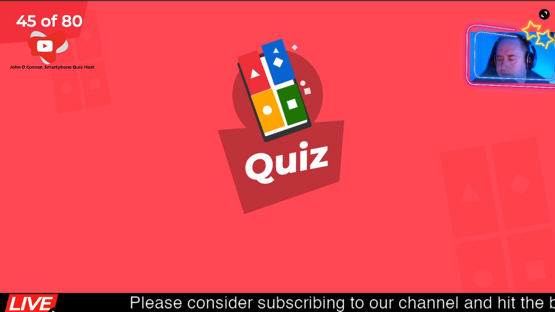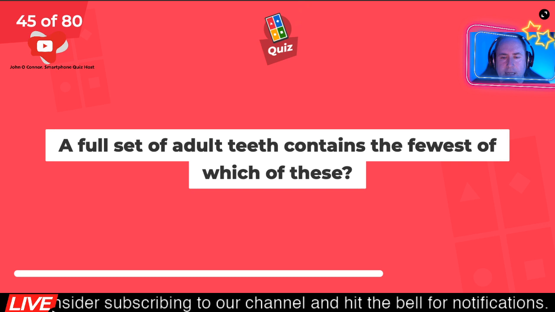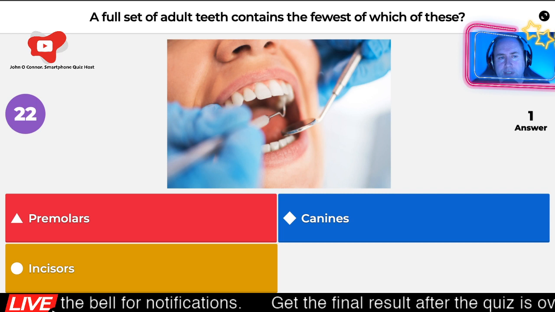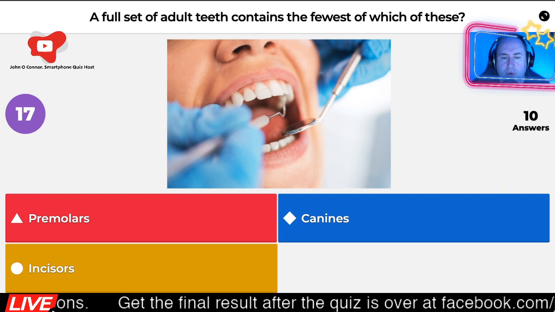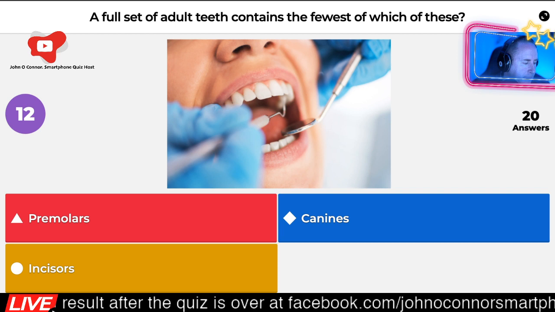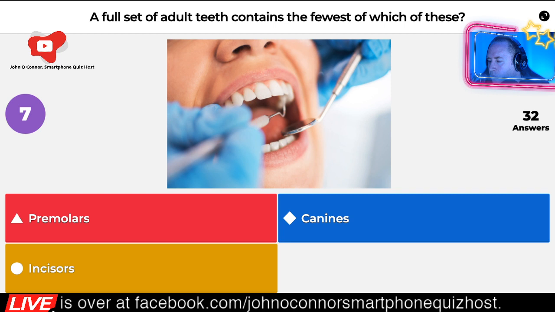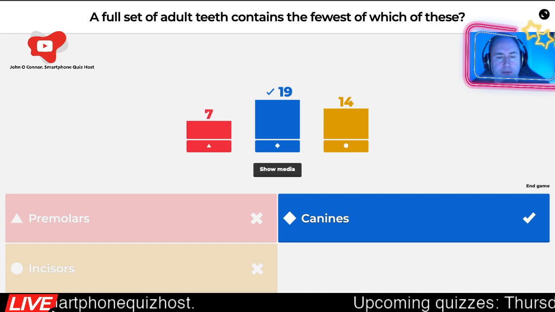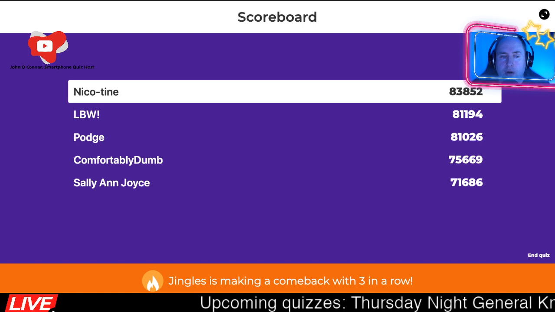A full set of adult teeth contains the fewest of which of these? Premolars, canines, incisors. So a full set of adult teeth contains the fewest of which of these? Premolars, canines, incisors. Yeah, 19 correct answers with canines correct. Ooh, only Comfortably Numb answered this correctly in the top five.